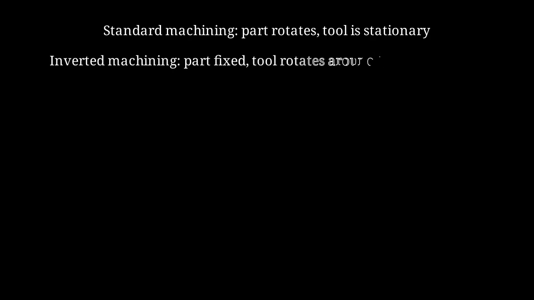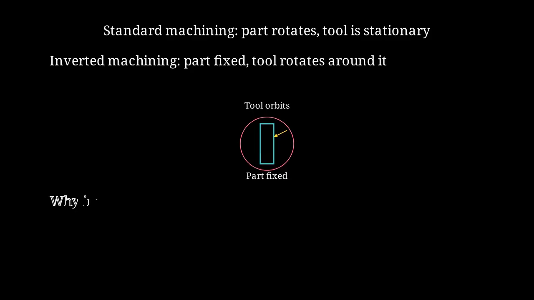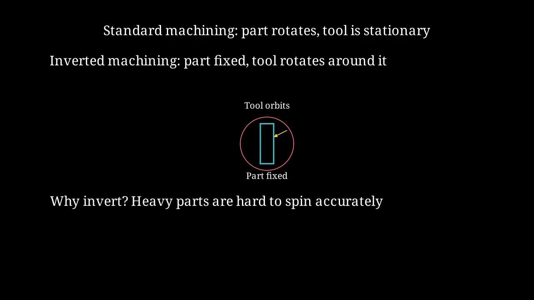Another powerful inversion is to immobilize the part and move the environment instead. In standard machining like a lathe, the part rotates while the cutting tool remains relatively stationary. In inverted machining, we fix the part and rotate the tool or cutting head around it. The part remains fixed in the center while the tool orbits around it in a circular path, performing the cutting operation. Why invert this arrangement?